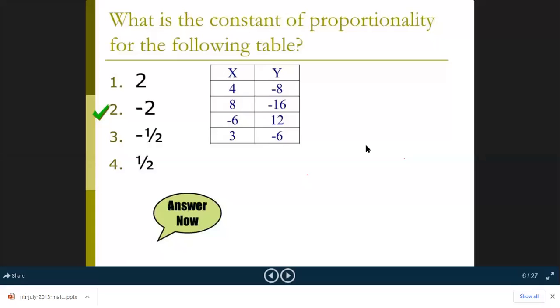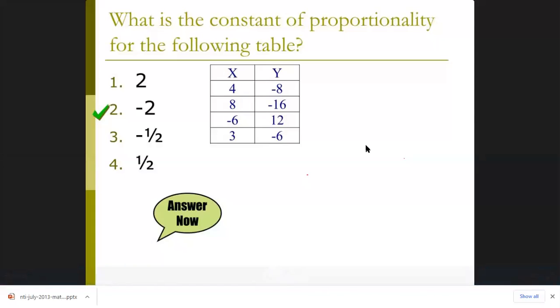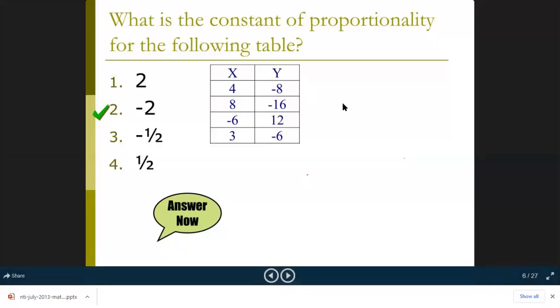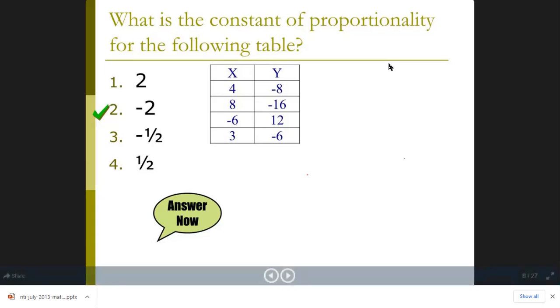Now, it's your turn to answer. For the following table, you have 4, -8, 4, 8, -6, and then 3. The question says, what is the constant of proportionality for the following table?